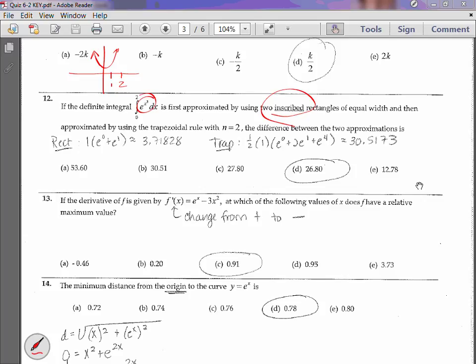What does inscribed mean again? It's completely under the curve. So if I try doing my rectangles, and I need them to be completely under the curve, is my left hand or my right hand going to yield inscribed rectangles? Talk with your shoulder partner nearby you. Is left hand or right hand going to give me rectangles that are completely under the curve?